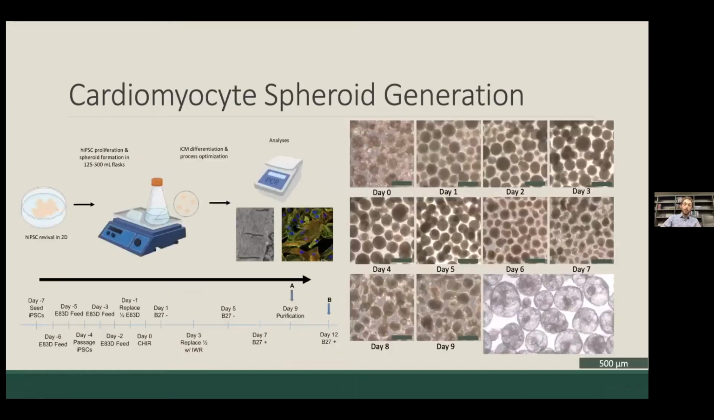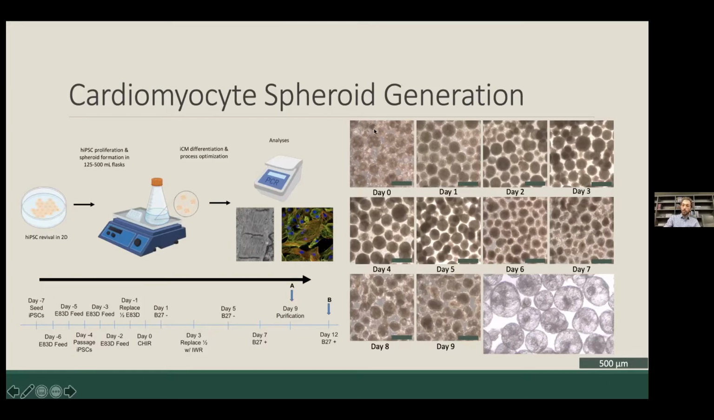So to start off, the generation of spheroids or the differentiation process is something we recently published on, and you can find our publication online in Frontiers. And here are the basic steps of that, which mimics the traditional method we use in 2D of a 12-day small molecule treatment method followed by a metabolic purification. You can see that down here in the timeline.